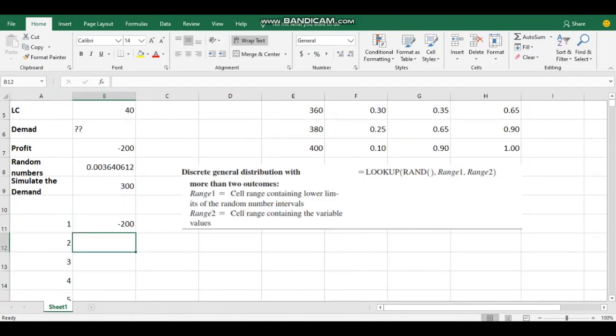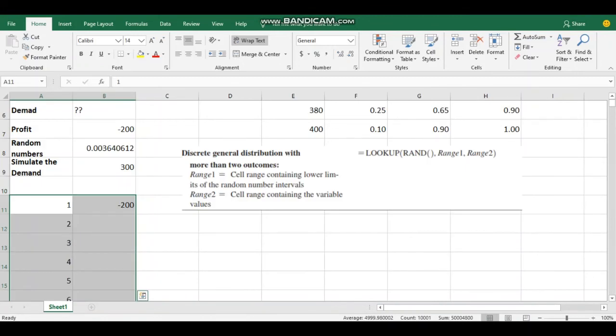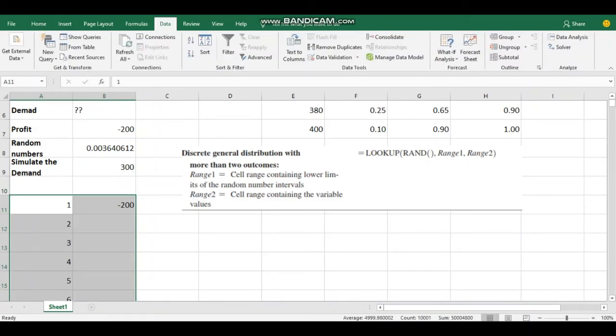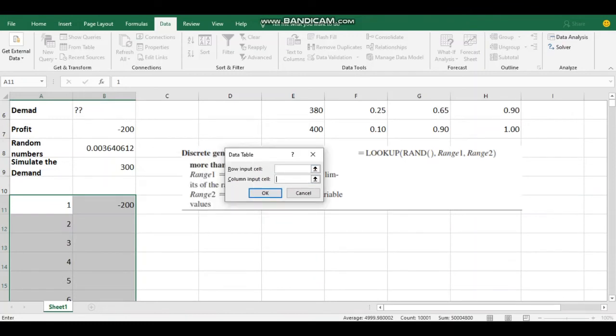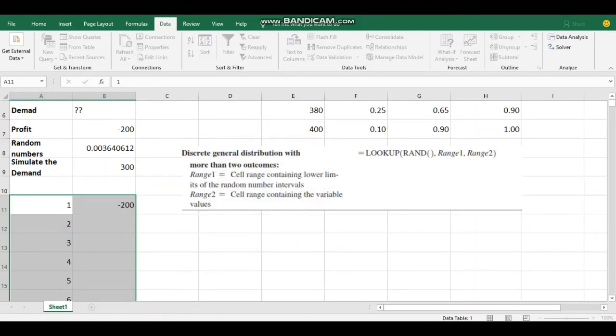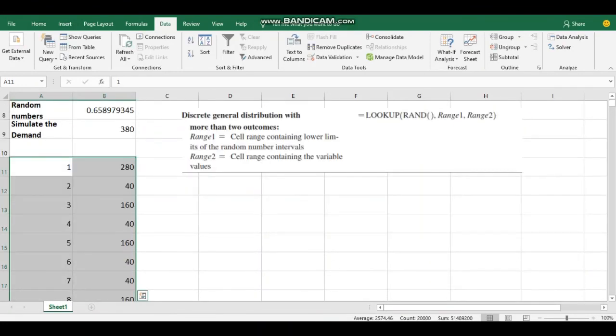Now I have to simulate this for 10,000 times. How do I do that? Very simple. Just drag this here, right? Control shift down, back. You remember in the first chapter we did what-if analysis. Go to what-if analysis, data table. Since all these simulation values are in columns, select the columns, select the empty cell, then click OK.